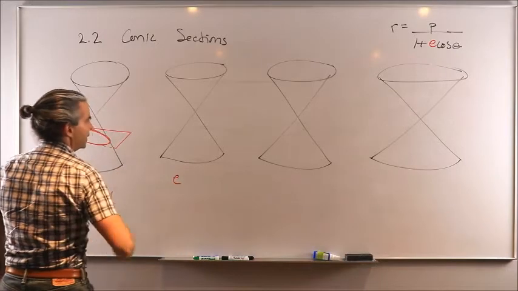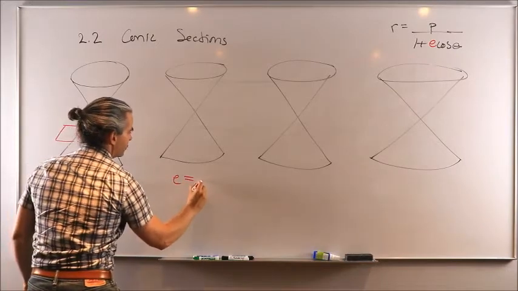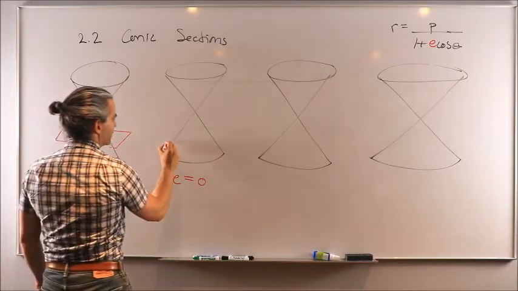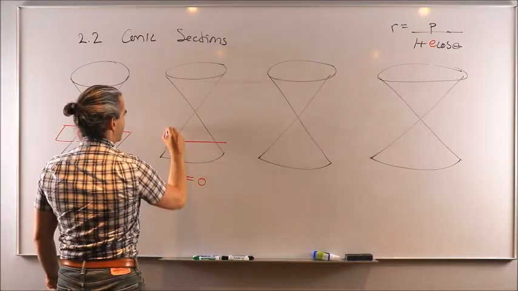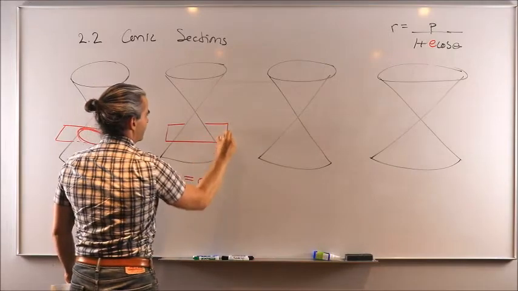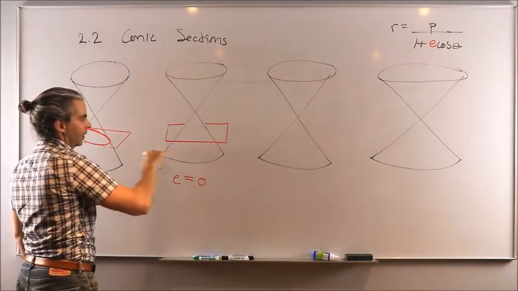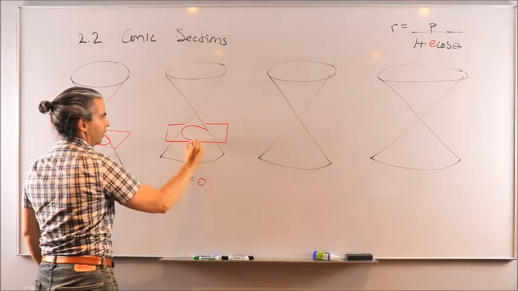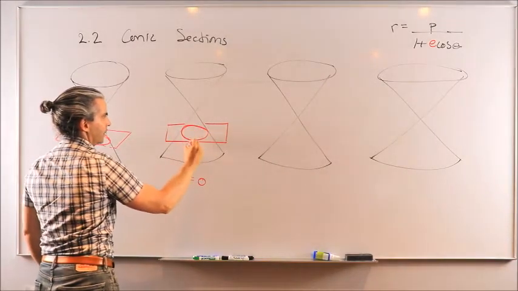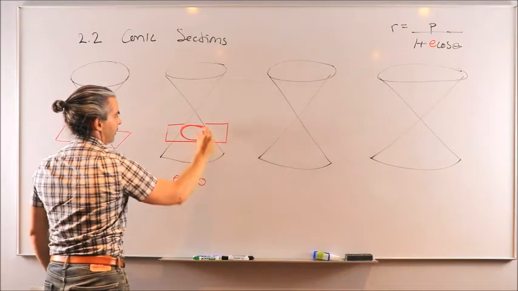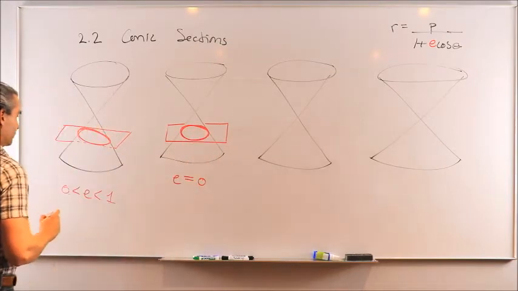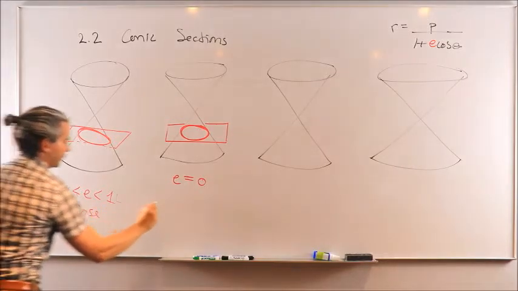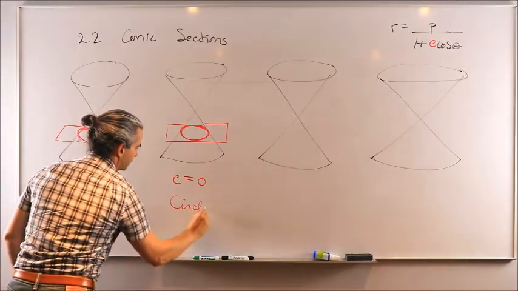If the eccentricity happens to be exactly equal to 0, that means that this plane intersects the double cone arrangement exactly parallel with the bottom and with the top, in which case the curve you're going to generate on the plane will be a circle. Ellipse. Circle.